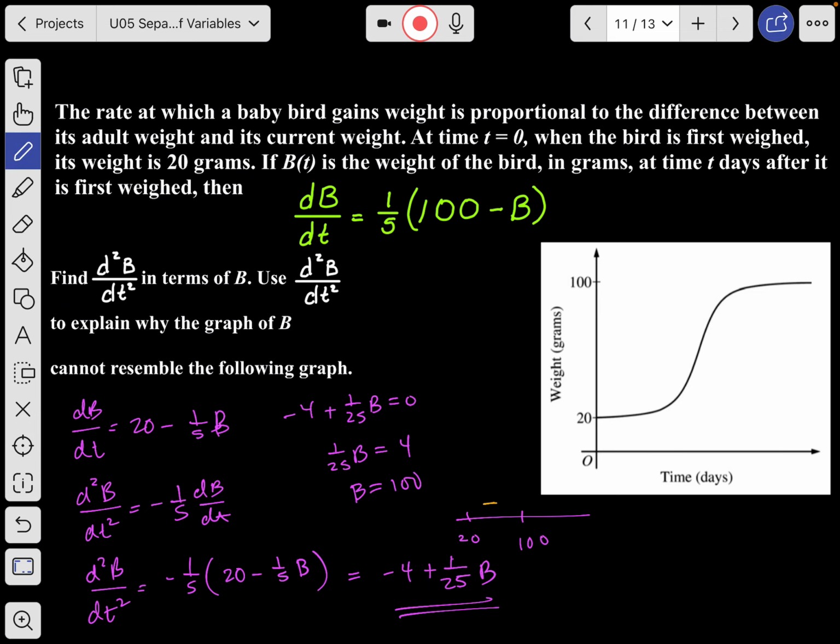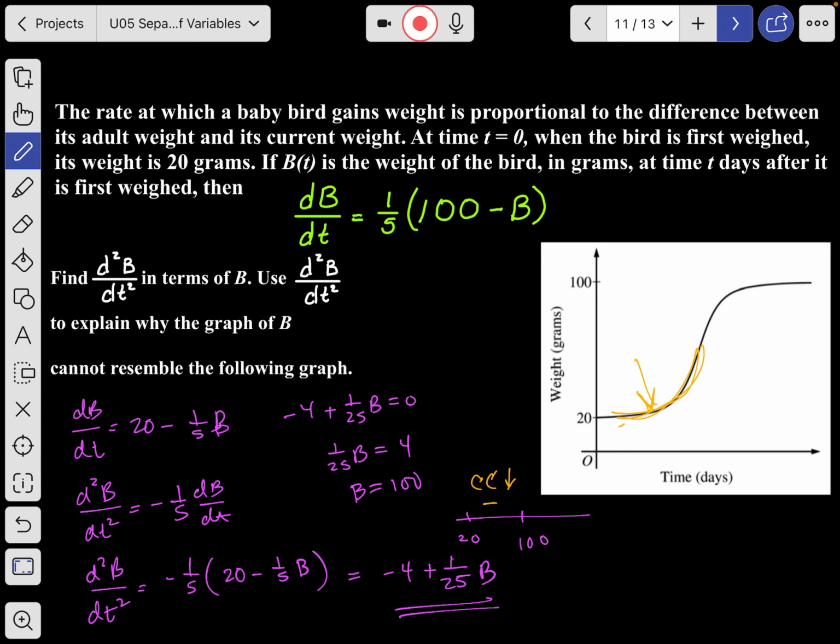That's important because what we're trying to look at is, it says find the second derivative in terms of B, use the second derivative to explain why the graph cannot resemble. The second derivative is concavity, right? And so we've just said between 20 and 100, we should be concave down. If I look at this graph here, this is concave up. And so that's why it cannot be the graph.